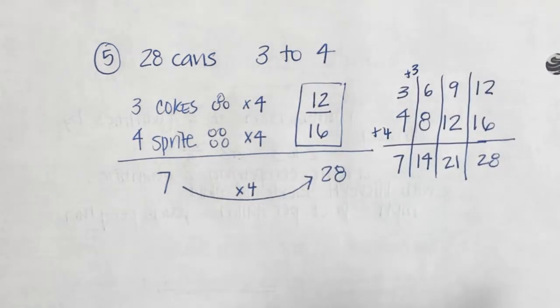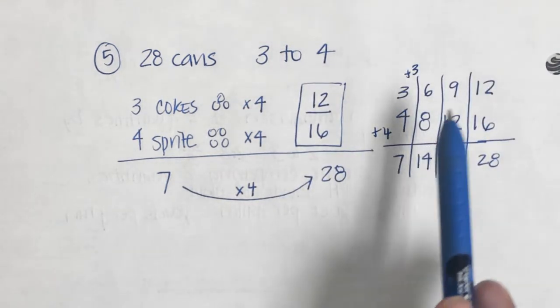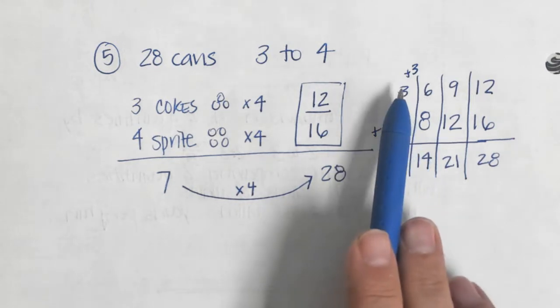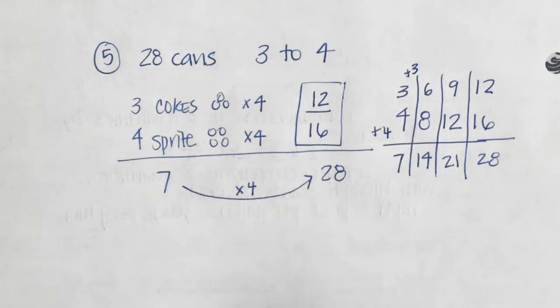So basically, if I wanted to have 9 Cokes, you'd have to have 12 Sprites. It's basically saying, if I multiply 3 by 2, you have to multiply 4 by 2. Absolutely. Because you want to keep the ratio the same as 3 to 4. It's like a constant.